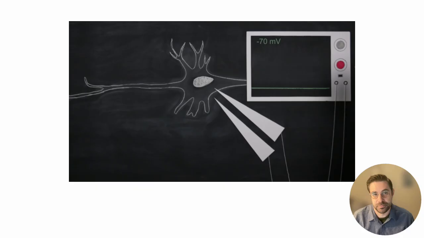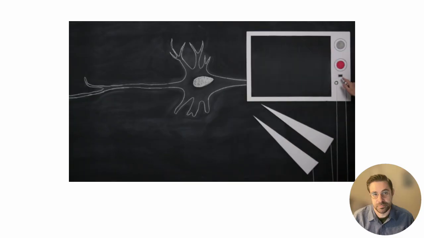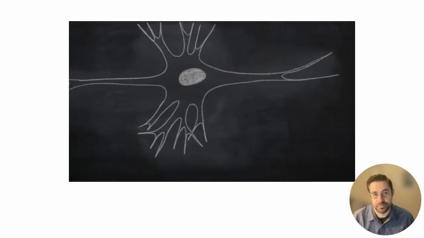In this resting state with the -70 millivolt charge built up across its membrane, this neuron is said to be polarized. The negative sign on the voltmeter indicates that there are more negative charges inside the neuron than outside the neuron. Let's take a closer look at what is causing this resting membrane potential.